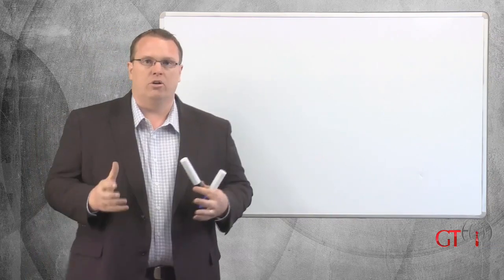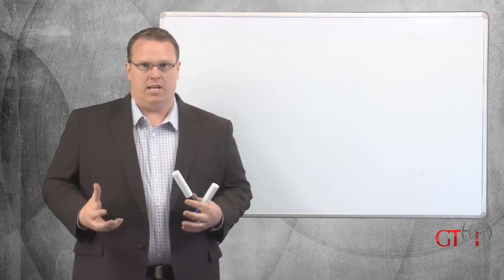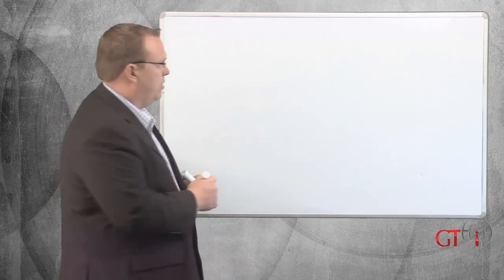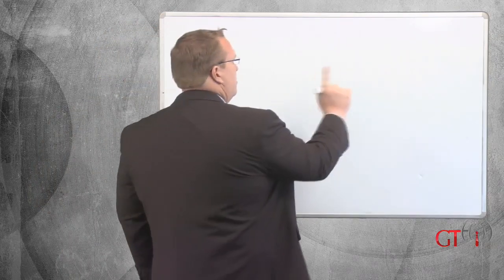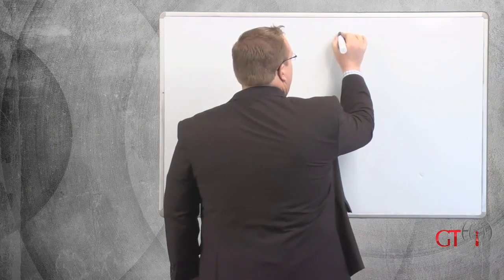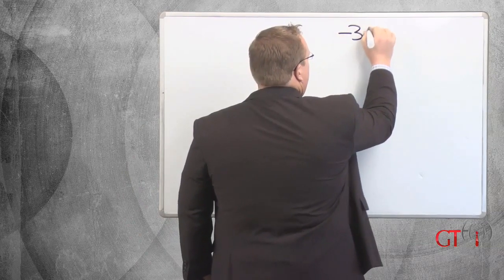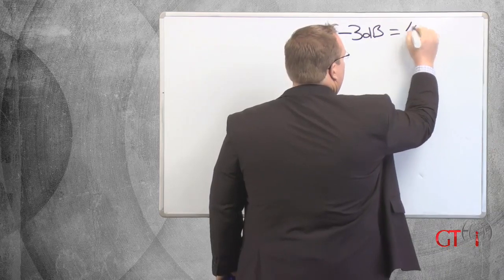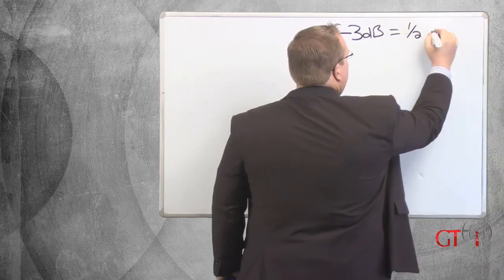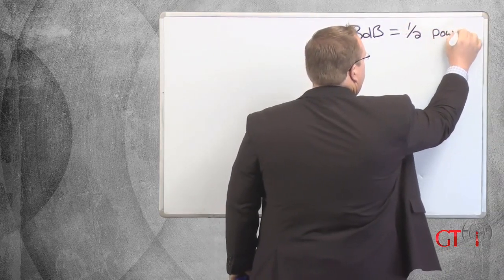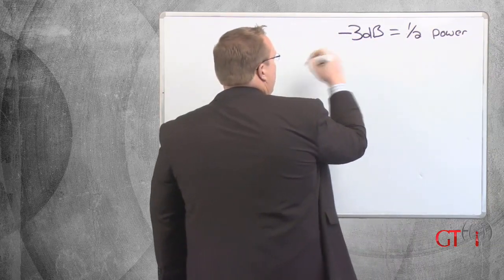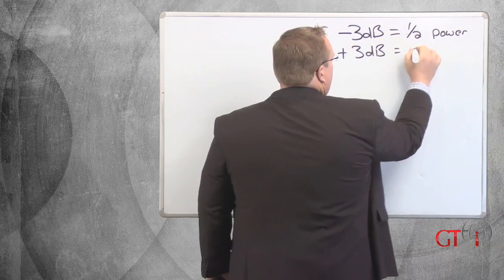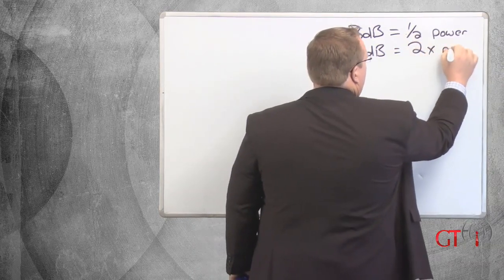So let's first look at what is the value of a decibel. That's done by looking at what's called the rule of tens and threes. The rule of tens and threes says this: if you lose 3 decibels, you are left with 1/2 power. If you gain 3 decibels, you now have 2 times your power.